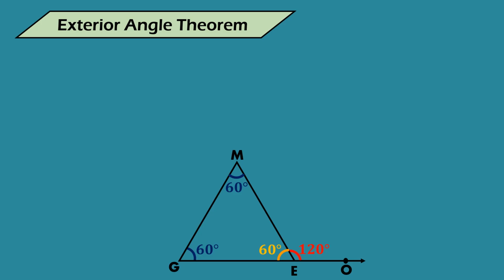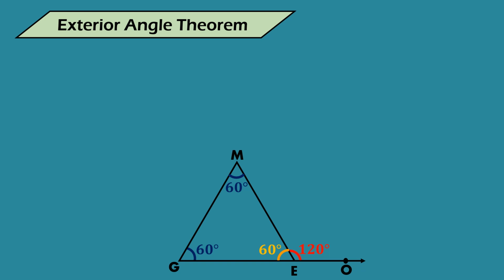In the figure, angle MEO is the exterior angle of triangle MGE, whose two remote interior angles are angles M and G. If we add the measures of the two remote interior angles, the sum is 120 degrees. And if you compare the sum of the measures of the two remote interior angles to the measure of the exterior angle, they are actually equal.